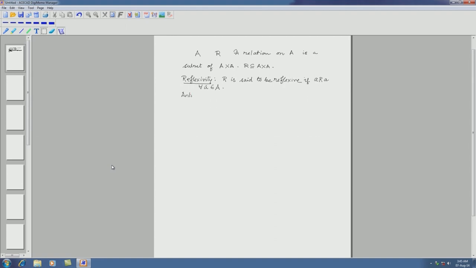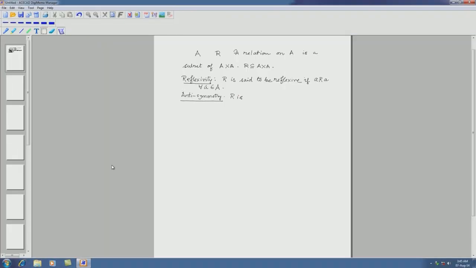Next property that we recall is antisymmetry. A relation R on A is said to be antisymmetric if A R B, that is A related to B, and B related to A, together implies A equal to B. So, R is antisymmetric if A R B and B R A implies A equal to B.